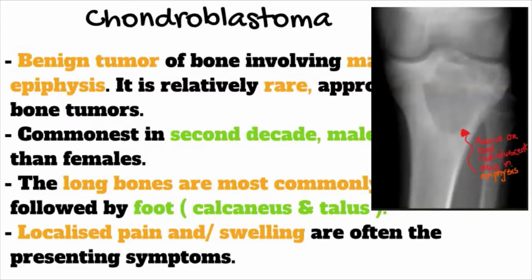This X-ray illustrates a chondroblastoma, whereby it manifests as a round or oval radiolucent area in the epiphysis.